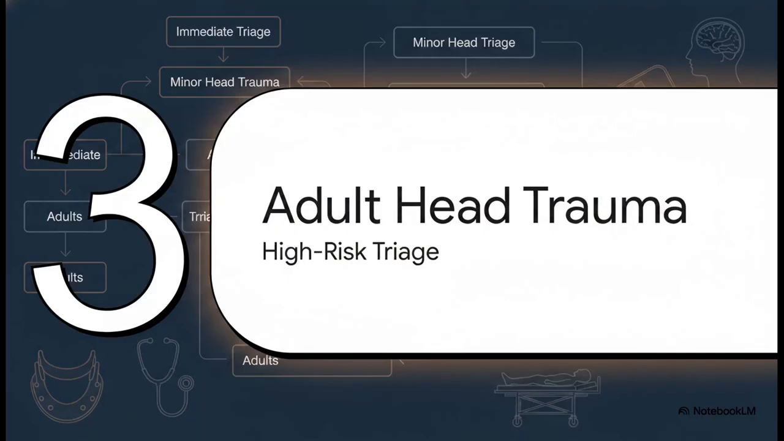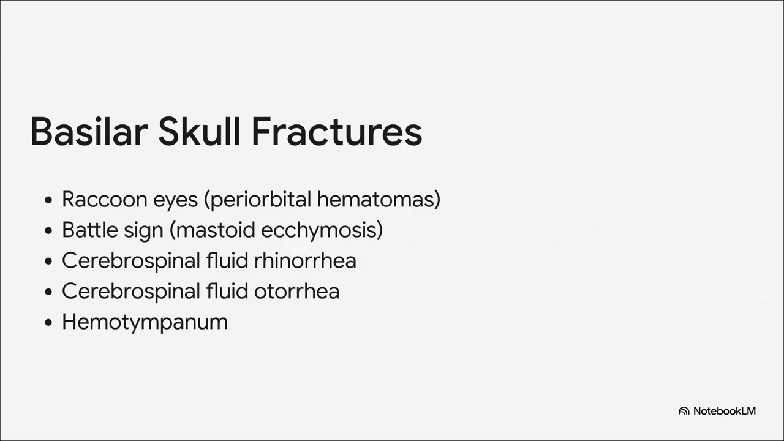Section 3, high-risk adult head trauma. Let's get into the trauma bay. You absolutely have to recognize these visual buzzwords. These are high-risk signs of a basilar skull fracture. Raccoon eyes, meaning bilateral periorbital ecchymosis, suggests an anterior basilar skull fracture. Battle sign, which is mastoid ecchymosis, points to a posterior fracture. Also, keep your eyes peeled for hemotympanum, CSF rhinorrhea, and CSF otorrhea. Spotting literally any of these automatically escalates your trauma pathway.